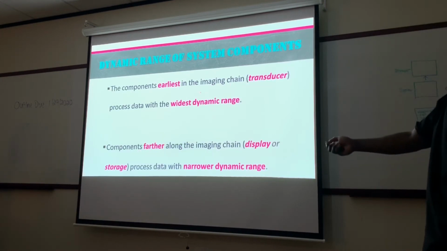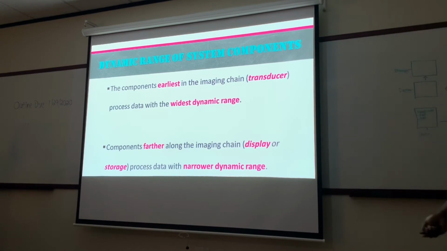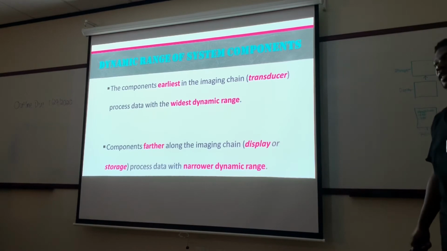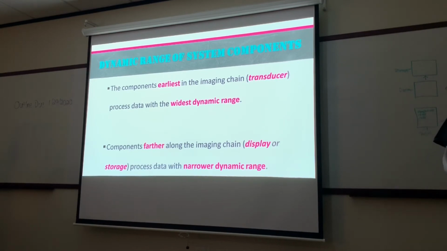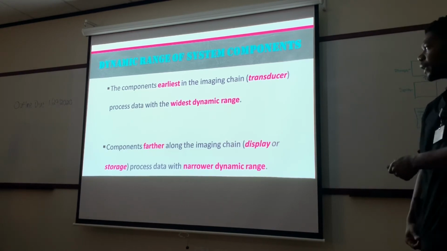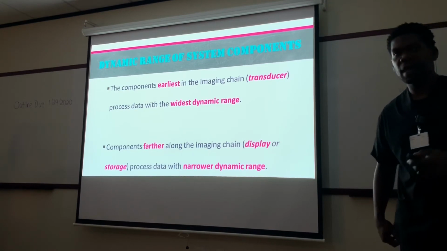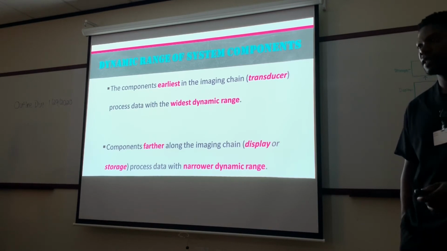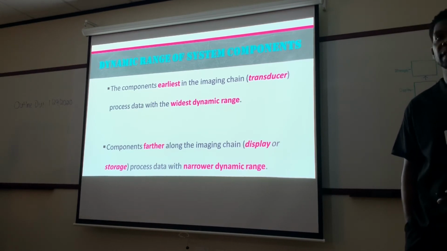The components earliest in the imaging chain, such as the transducer, process with the widest dynamic range. They have the widest number of available choices. Okay? The components further along the imaging chain, the display and the storage, process data with the narrower dynamic range. Makes sense, right? Again, we're losing information every time an image is processed. So with the transducer, it may have a million shades of gray. By the time we get to the storage, it may have 10. Because every time we process information, it's losing information.